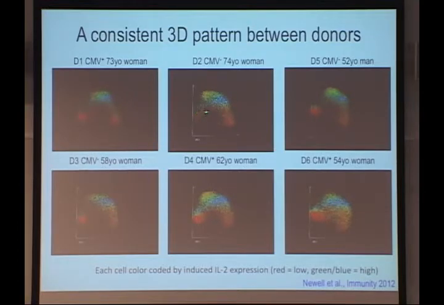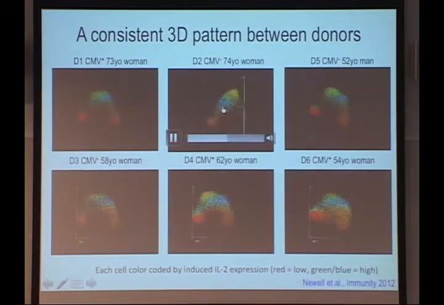And so it makes sense that the naive cells would produce less IL-2. The central memory cells here are producing the most IL-2. Then as they differentiate in these two ways, or presumably differentiate in these two different ways, they lose expression of IL-2 on this pathway and on this other pathway, if that's indeed what it represents.